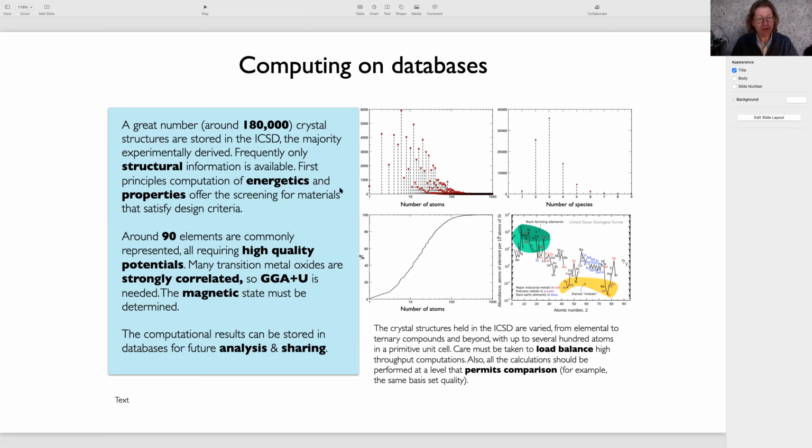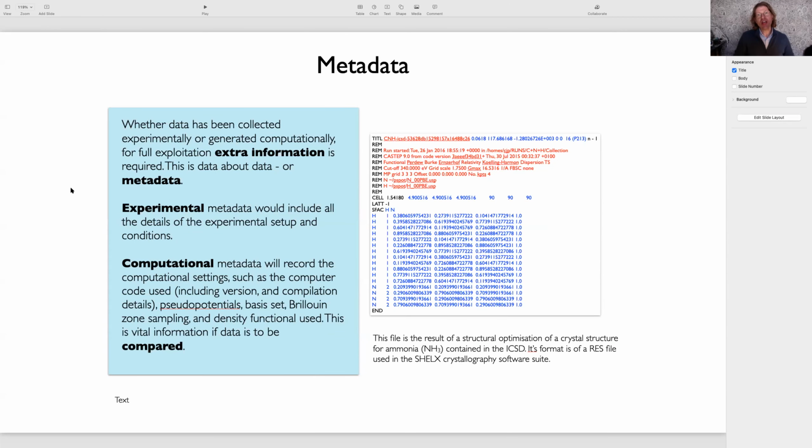So, okay, once you've done these calculations, you need to store them in some way for analysis and sharing. Hence the origin of things like NOMAD or the Materials Project, or the many other databases that are out there now. So in order to share data, you have to think about file formats and how to communicate that data. Another important part of that is so-called metadata.